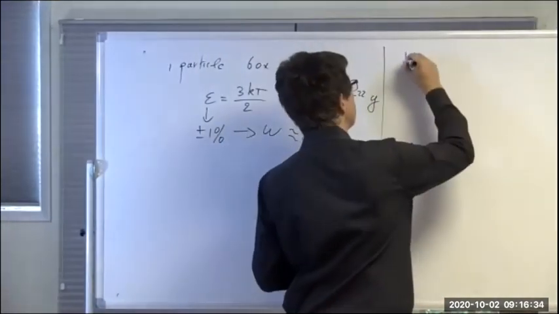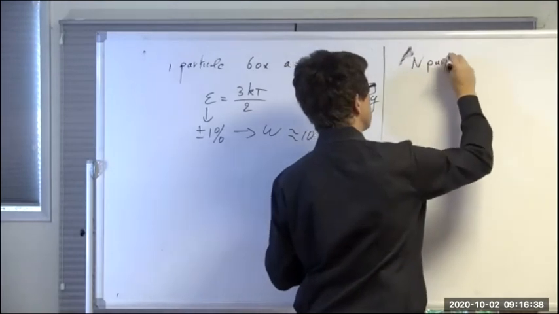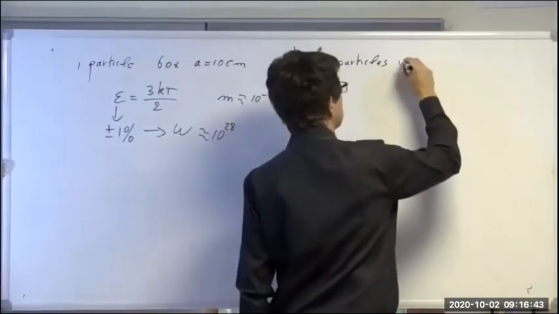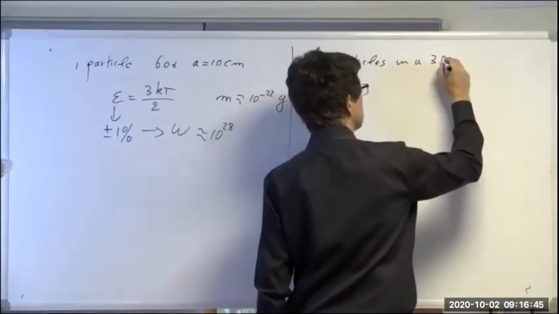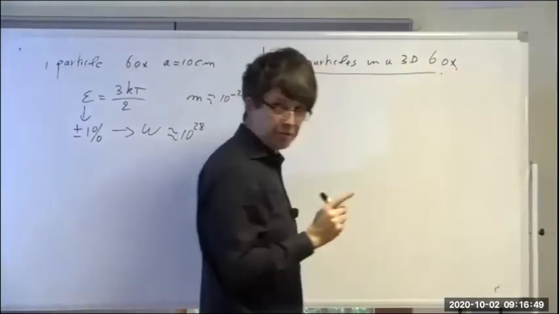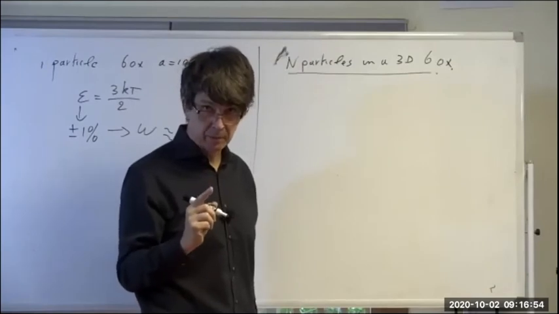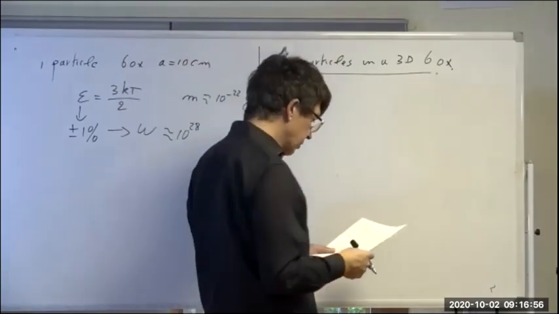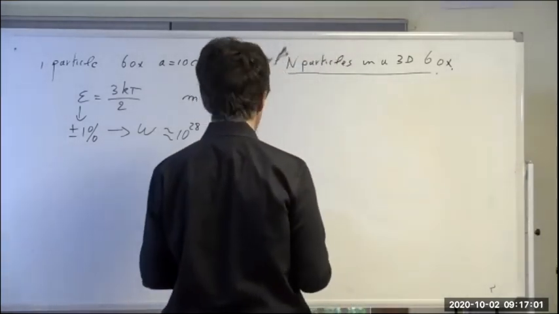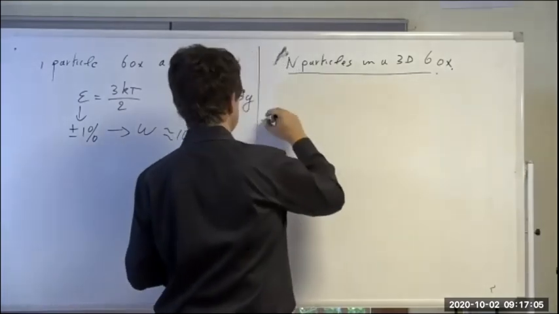So if you do n particles in a 3D box, right, what we did before, just to be careful, is one particle in a 3D box. So if you do n particles in a 3D box, I'm not going to solve them, but I'm going to write down what the answer is. Even in McQuarrie, this is only sort of half solved.